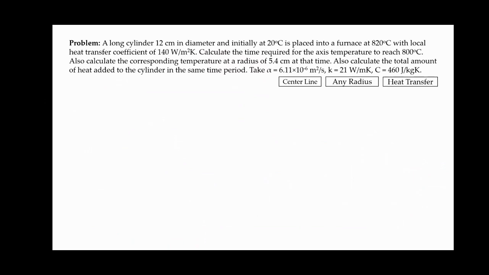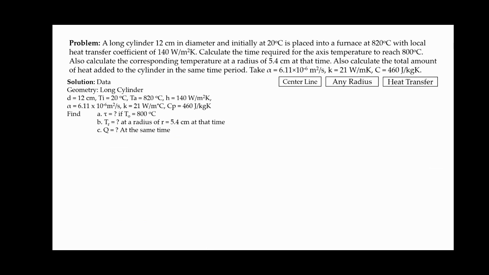In this case we are taking a cylindrical workpiece and keeping it in the furnace. Initially the workpiece was at a temperature of 20 degrees Celsius. It has a diameter of 12 centimeter, and the heat transfer coefficient between the workpiece and the furnace gases is 140 watt per meter square Kelvin. The alpha is 6.11 into 10 to the power of minus 6 meter square per second. Thermal conductivity is 21 watt per meter degree Celsius, and specific heat is 460 joule per kg Kelvin.